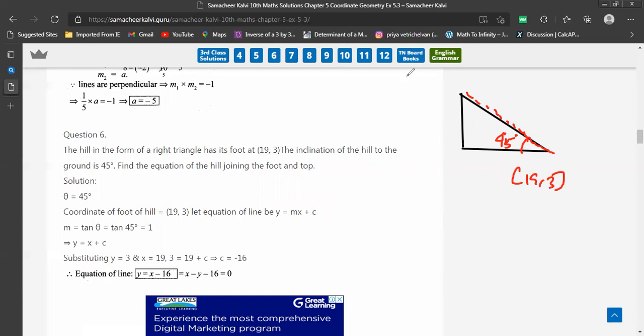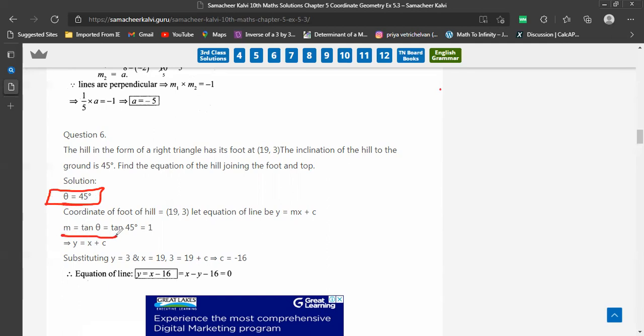Okay. So theta is equal to 45 degrees. M is equal to tan theta. We already know this. You just have to replace theta as 45 over here. So tan 45 is 1. So from that you can understand the value of the slope. So M is equal to 1. So they gave you the coordinate which is 19,3 already.